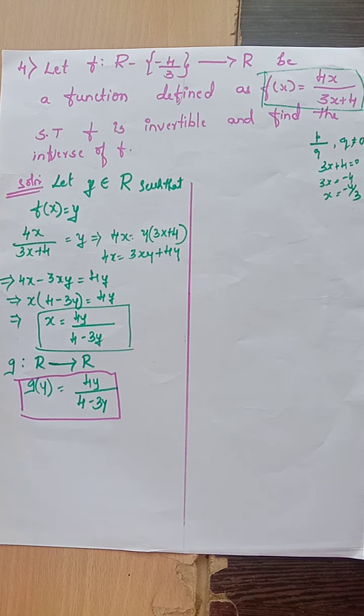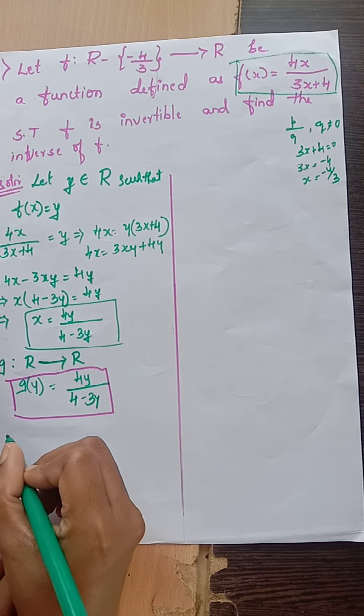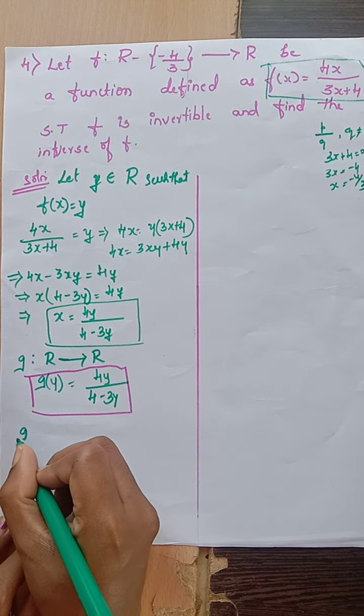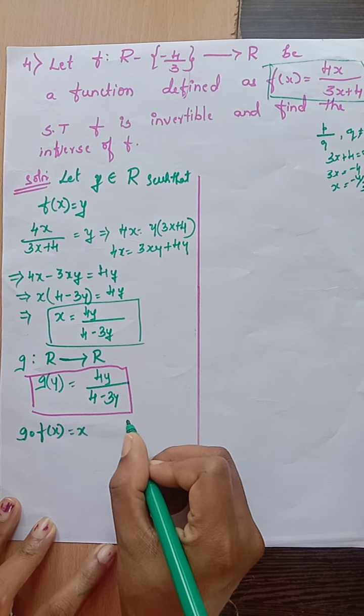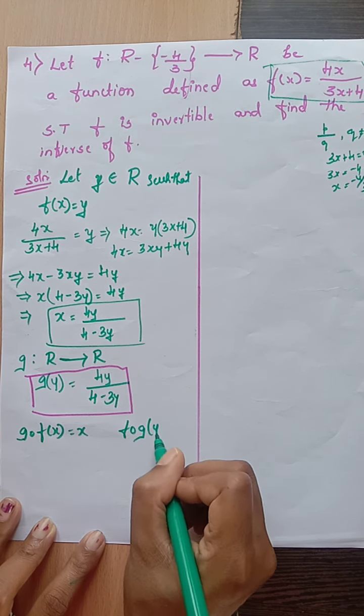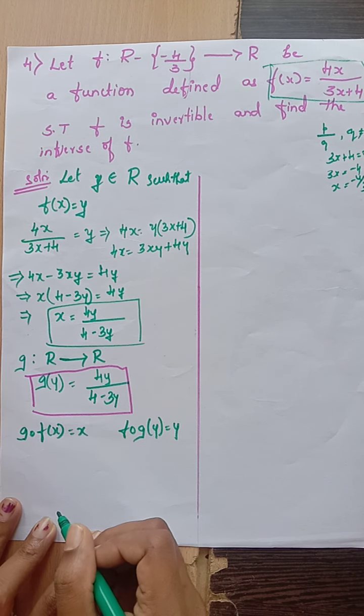We have to show that this g is our inverse. So what do we have to do? We have to find g composition f of x. We have to show g composition f of x is equal to x, and f composition g of y is equal to y. Okay.